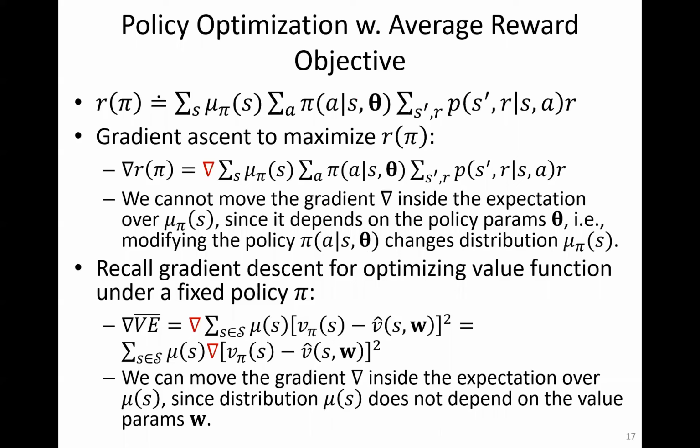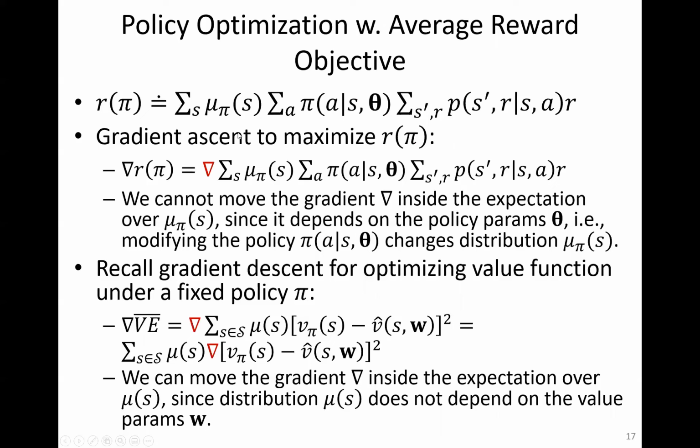So having introduced the average reward objective, now we want to maximize the expected average reward for a given policy by adjusting the parameter theta. So this is policy gradient. Now, we want to use gradient ascent because we want to maximize our pi.